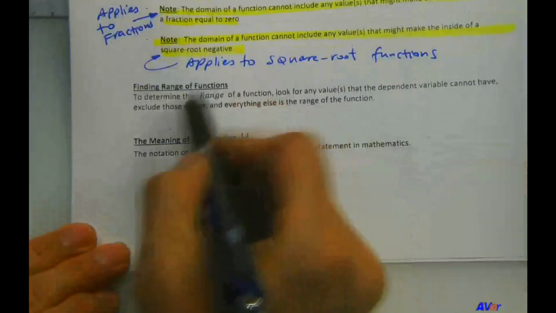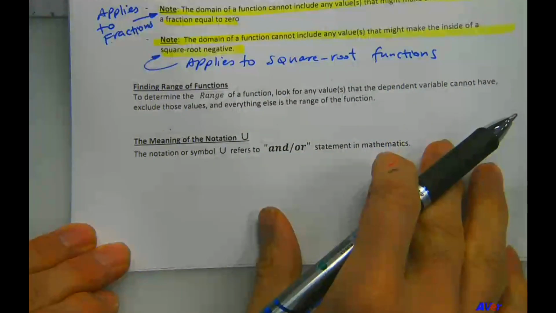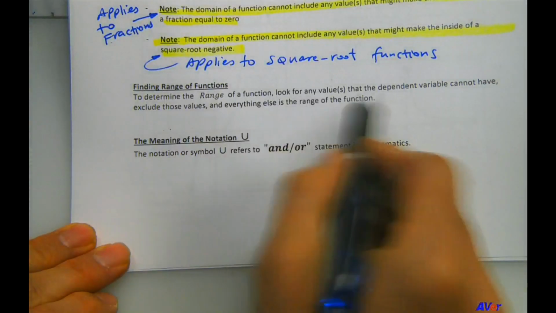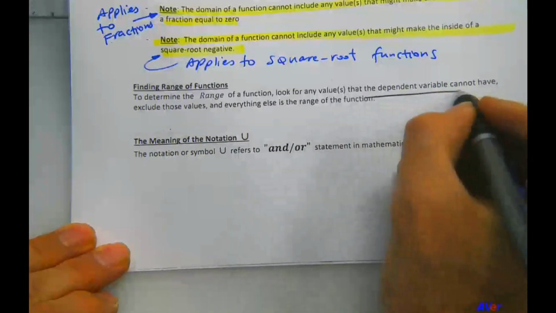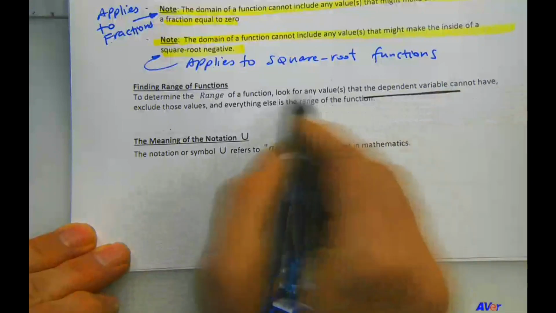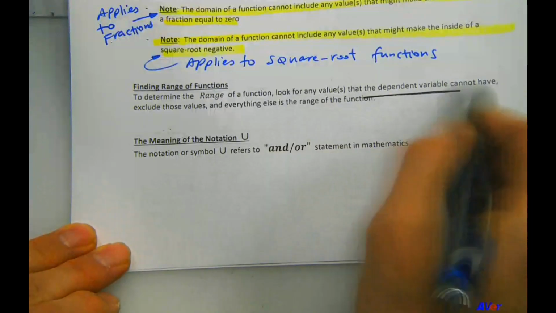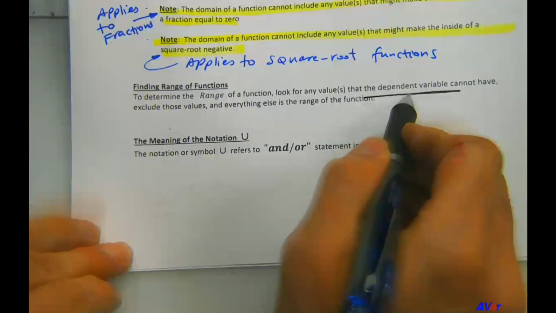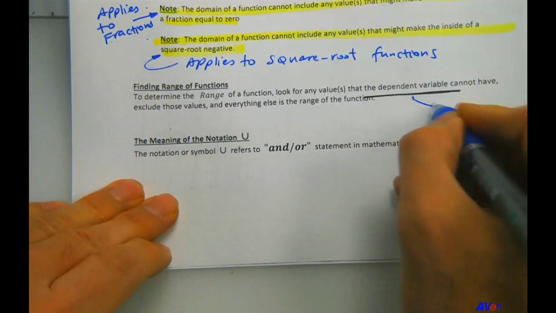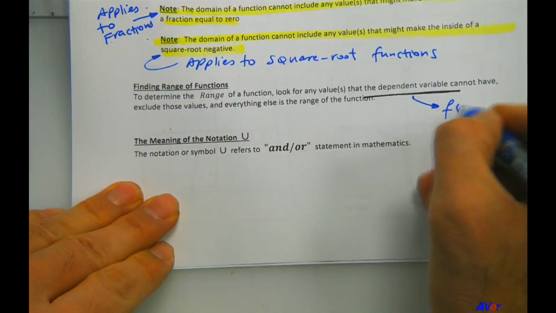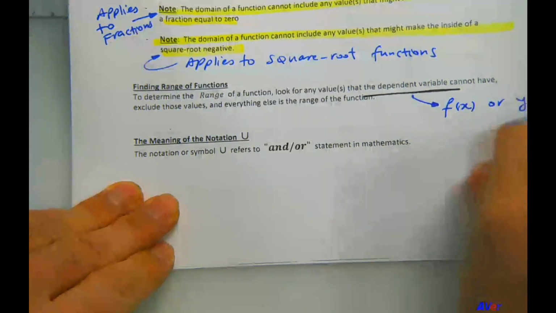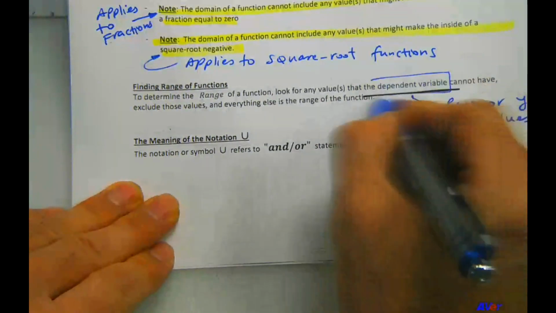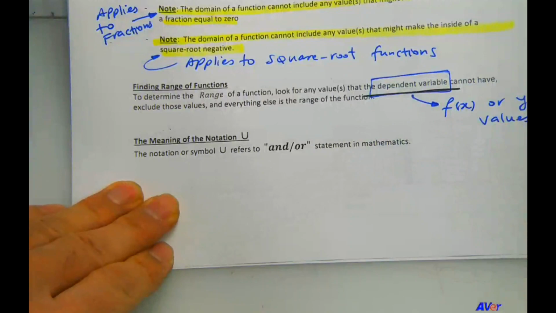Okay, finding the range of the function. So to find the range of a function, we look at the dependent variable values, and we make note of what they cannot be. Whatever the dependent variable, or the y, f of x, or y values. That's what we're referring to when we talk about dependent variable.